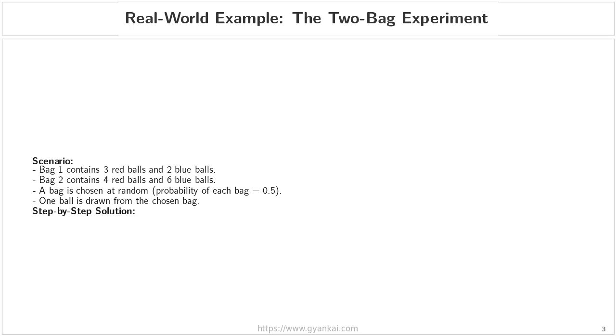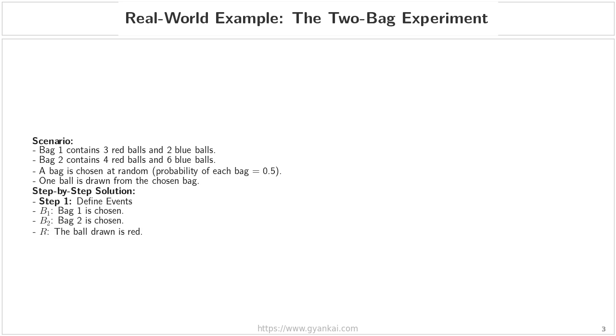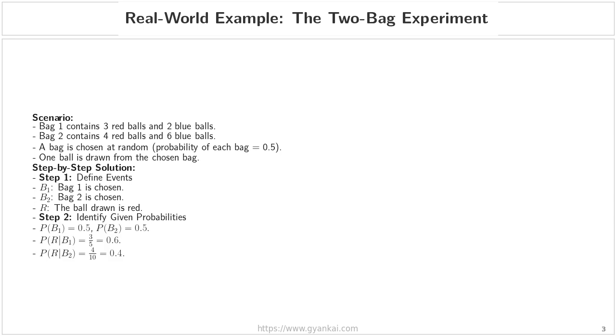To solve a problem like this, we need to be very organized, so let's walk through a step-by-step solution. In step 1, we must clearly define our events so we don't get confused later. Let's use B sub 1 to represent choosing bag 1, B sub 2 for bag 2, and a capital R to represent the event where the ball drawn is red. Moving to step 2, let's identify the probabilities we already know from the scenario. Since the bags are chosen at random, the probability of B sub 1 is 0.5, and the probability of B sub 2 is also 0.5.